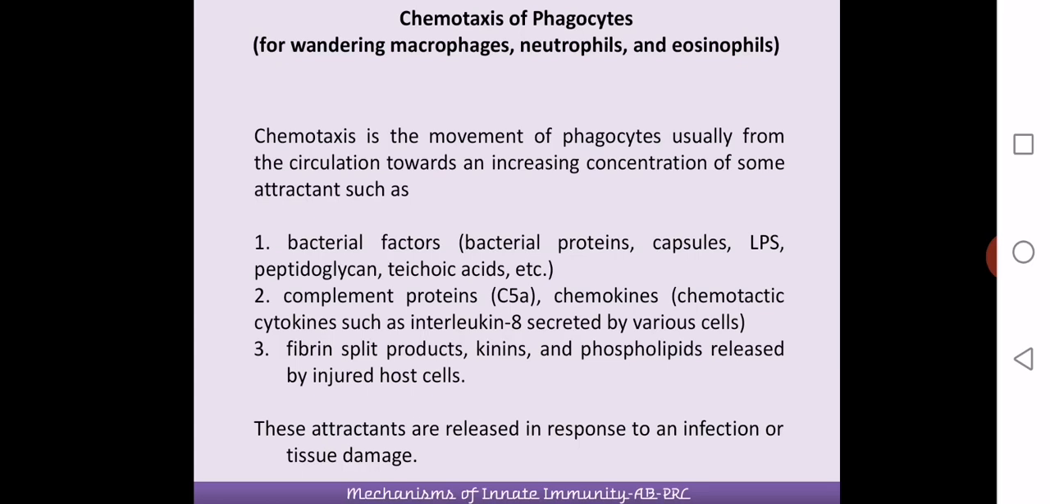Then chemotaxis of phagocytes means the movement of phagocytes from the circulation towards an increasing concentration of certain attractants. We have already discussed that the attractants are either bacterial in nature, like the proteins and other materials of the bacteria, or a body substance like complement or chemokines, or a split product, that means produced as a result of tissue damage, like kinin or other substances like prostaglandins, produced by the injured host cells, right?